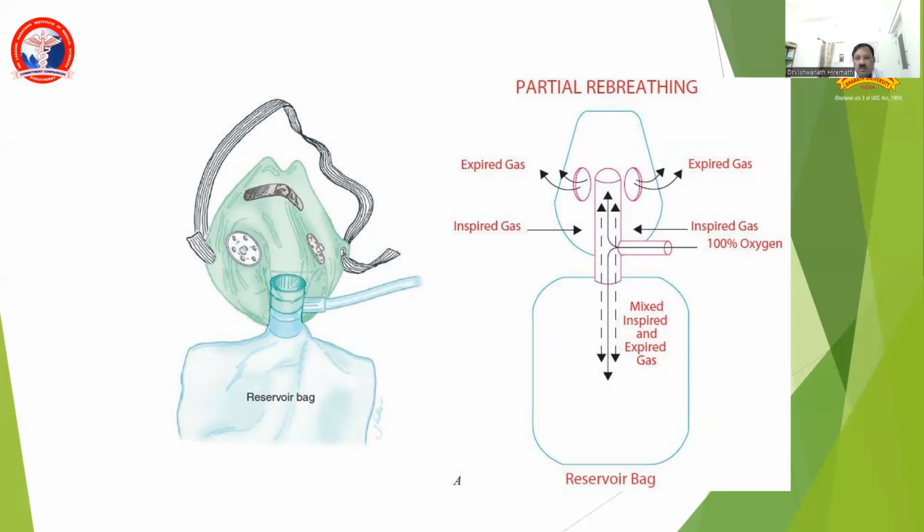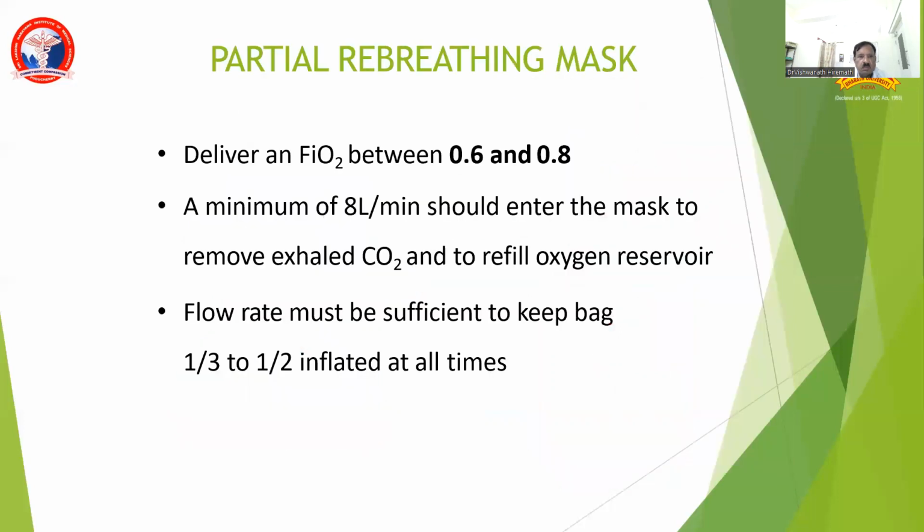During the expiration, the initial 1/3 of the expired gases will go and fill the bag. The remaining 2/3 of the expired gases are breathed out. So, partial rebreathing mask will deliver FiO2 of 60 to 80%.